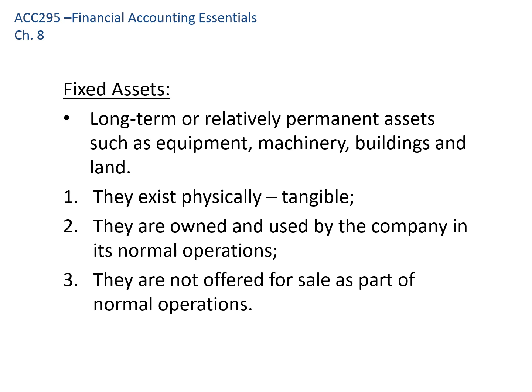So fixed assets, as I mentioned, are long-term or relatively permanent assets, equipment, machinery, buildings, and so forth. So they exist physically, they're tangible, and this is important, they're owned and used by the company in its normal operations. So that means that it's part of what the company uses in order to generate revenue. They're making deliveries with a truck, they're producing widgets with a widget machine, or whatever the case is.